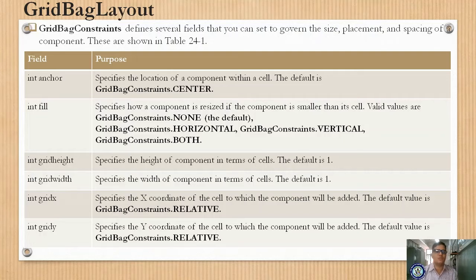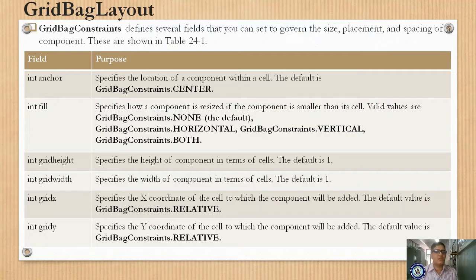Let us see what is the default value. GridBagConstraints.CENTER. If you specify the center, the control will appear, whatever the control, button or label or checkbox or radio buttons or list box, text box, right? It will appear in the center. And int fill, which specifies how the component is resized if the component is smaller than its cell.